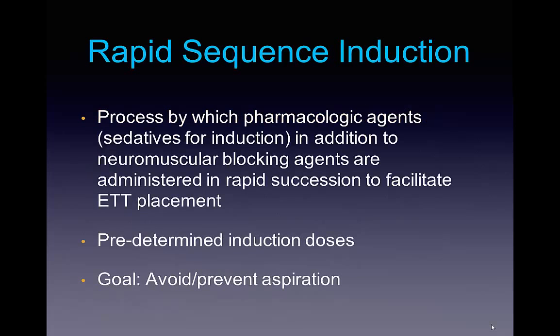Rapid sequence induction had its birth in modern medicine to deliver medications quickly in rapid succession and to secure an airway. Another reason why it was developed is for the patient that is at high risk of aspiration, or so-called full stomach. What rapid sequence induction means is that you are giving predetermined doses of medications in rapid succession and usually following up with a neuromuscular blocking agent.